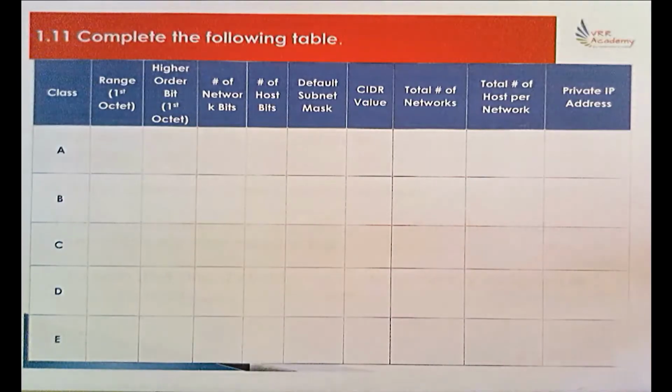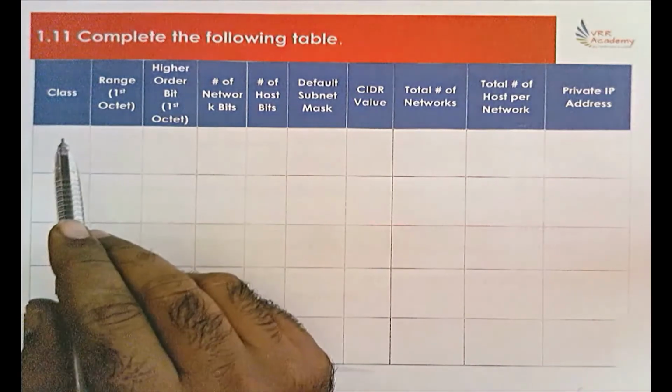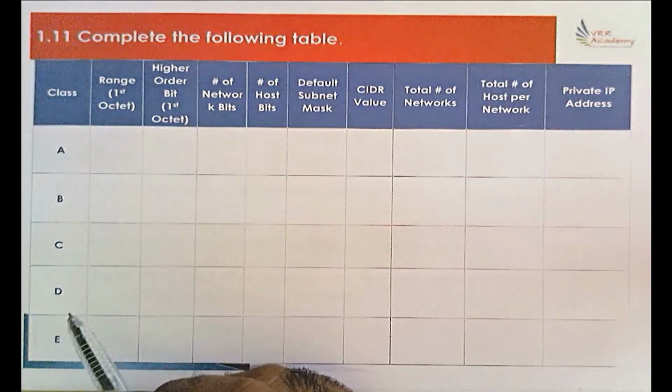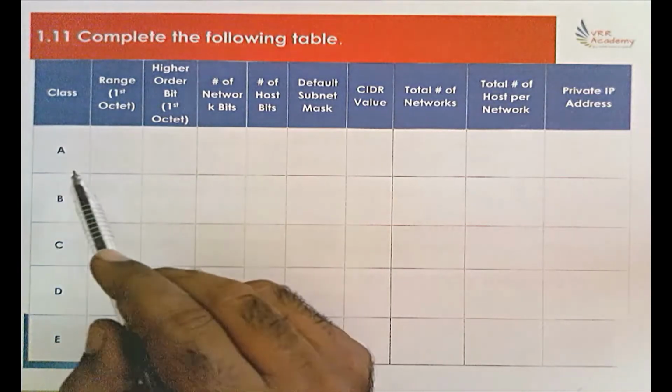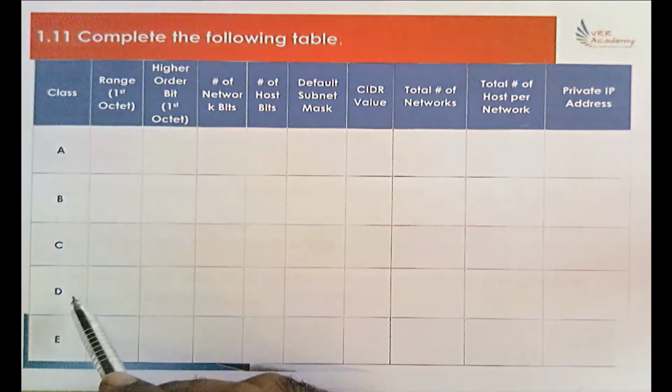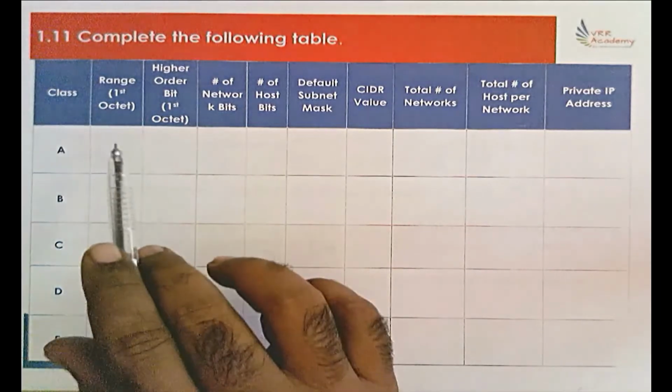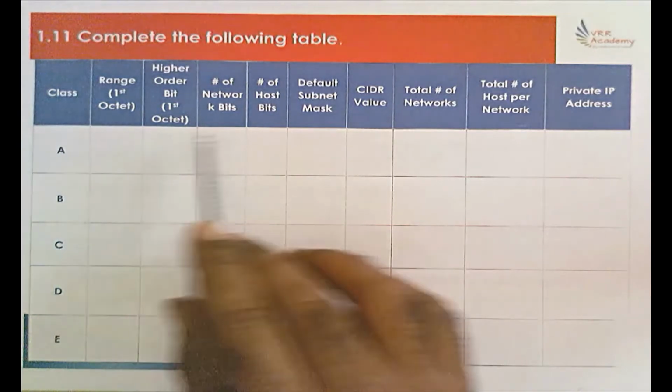The 11th question is: complete the following table. A very big table is given to us. Once you complete this table, you will come to know a lot of information about IPv4 addressing. If you see the table, IPv4 addresses are divided into 5 classes. There are 5 different classes available: class A, class B, class C, class D and class E.